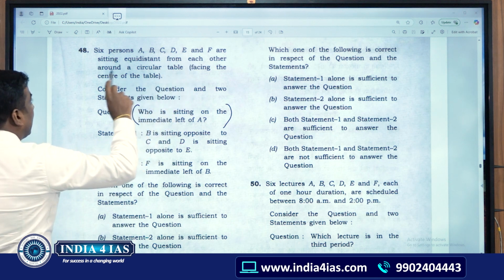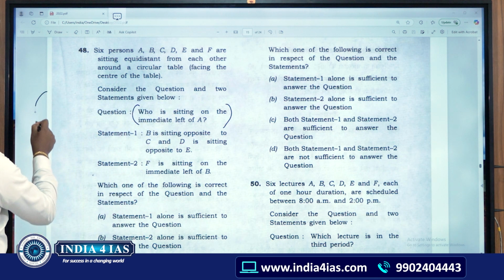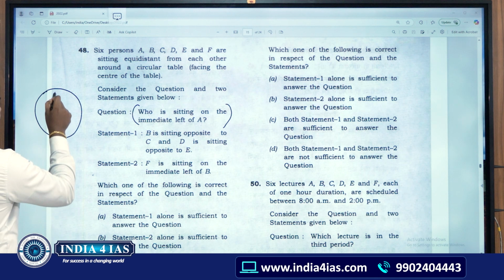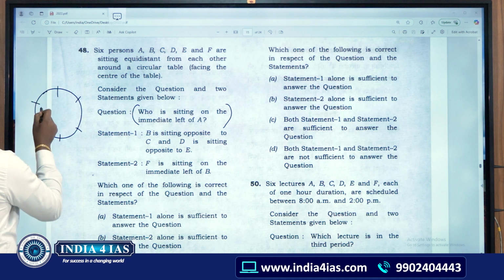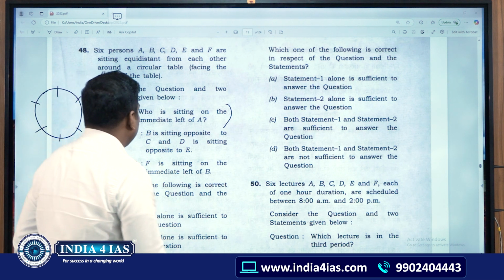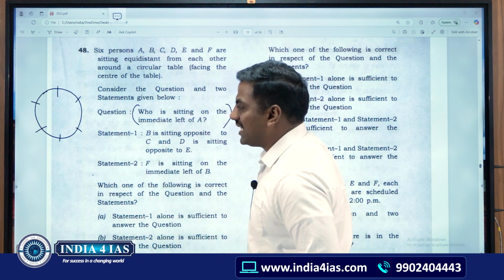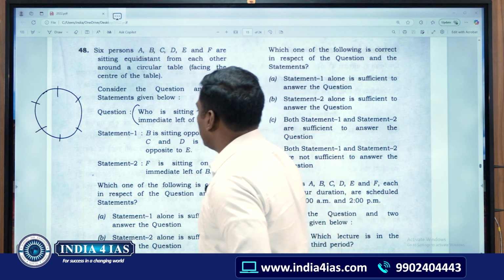A, B, C, D, E, F are sitting equidistant from each other around a circular table. Okay, there are 6 people, we have to divide like this. They have to be equidistant. Then, who is sitting on the immediate left of A? How do you decide? Looking at the statement. Let us read only statement 1. B is sitting opposite of C.